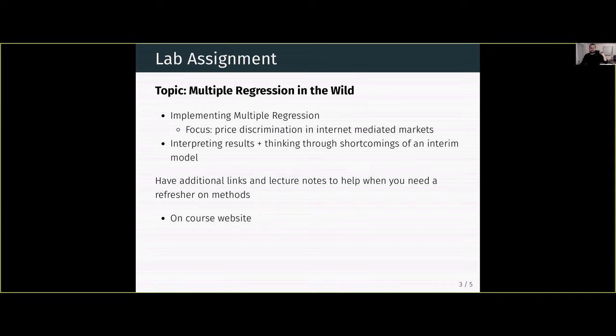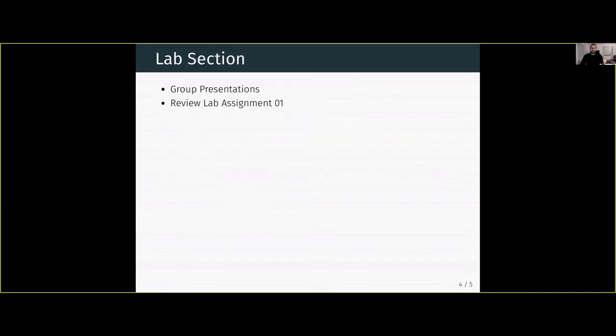In addition to the lab assignment, we have our weekly lab section where we meet in small groups. This week, we're going to kick off the group presentations. Each lab section is going to have 2 group presentations, which will be about half an hour or so each, which is the presentation and the discussion that comes after it.